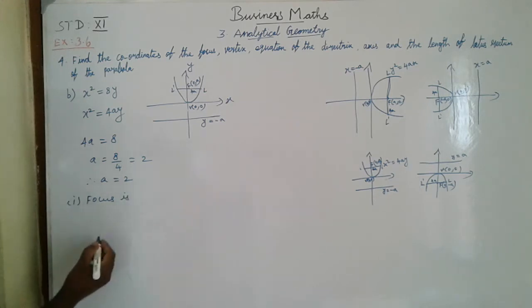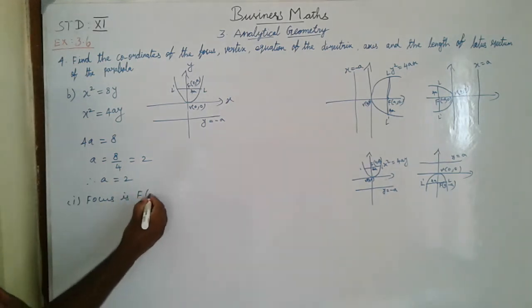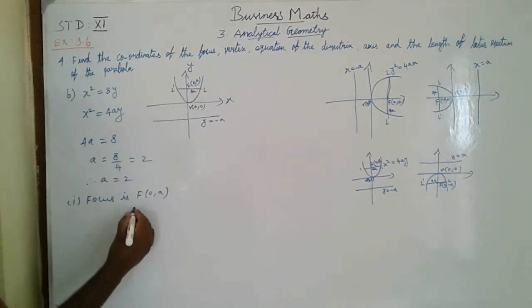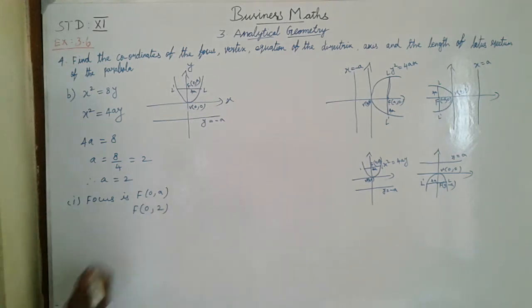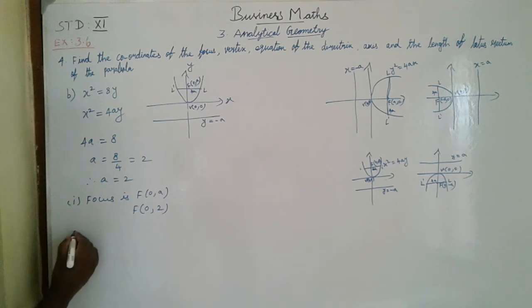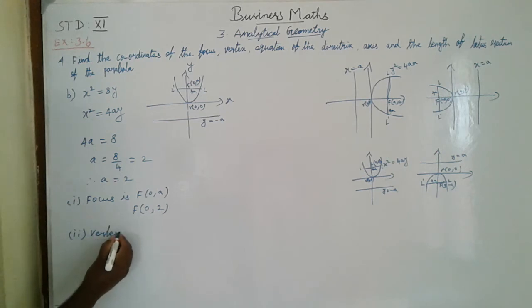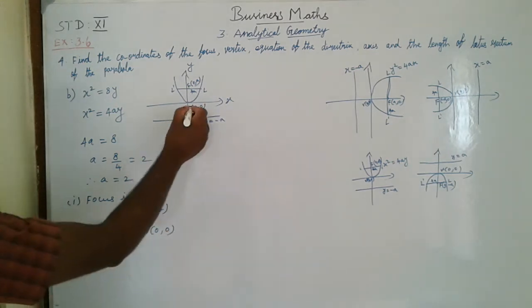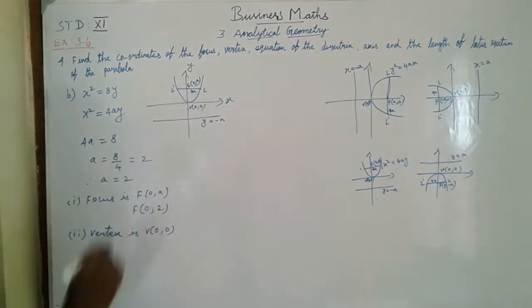Focus is F(0, a). Substitute the value of a: a is 2, so the focus is F(0, 2). The second is the vertex. The vertex is V(0, 0).